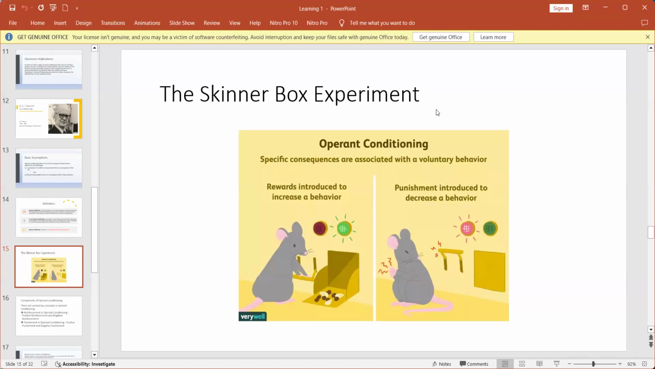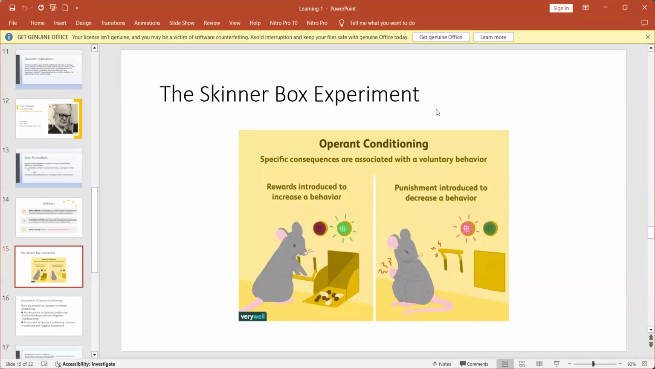According to operant conditioning, how does learning happen? Please. Through rewards and punishment. Very good. Through rewards and punishment. So if learning happens through rewards and punishment, you can't actually just think of giving rewards and punishments and get the students to learn. It has to be done effectively.